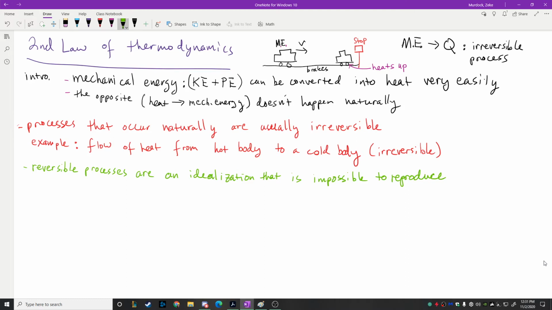So when I say irreversible, I don't want you to think that it's impossible to reverse, just that irreversible means that this is the natural direction in which processes flow, okay? And I think I can say, I'm pretty sure this is true, any process that occurs naturally is guaranteed to be irreversible.